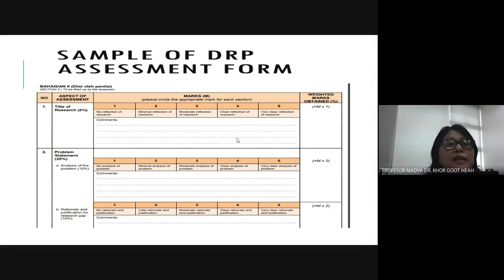The first part is the assessment of the title of the research. It takes 5% of the 100 marks. So if the title is crystal clear, then we can give 4 to 5 marks. Next, you look into the problem statement. The problem statement takes a lot of the marks, 30%. 10% is for analysis of the problem, and the other 10% is for the rationale or justification of the research gap.